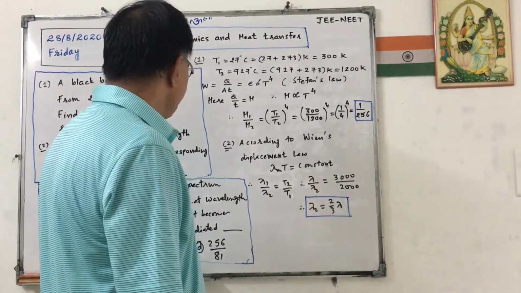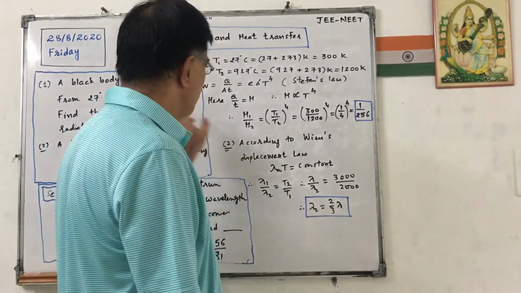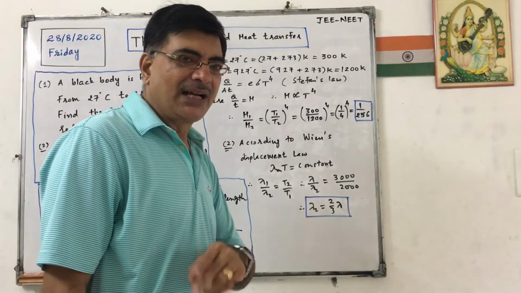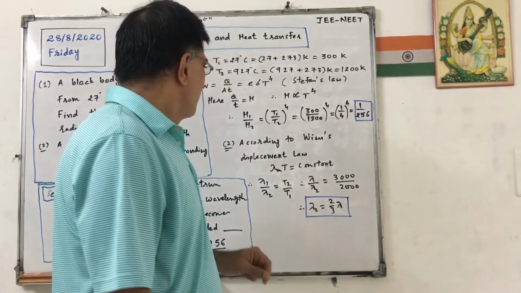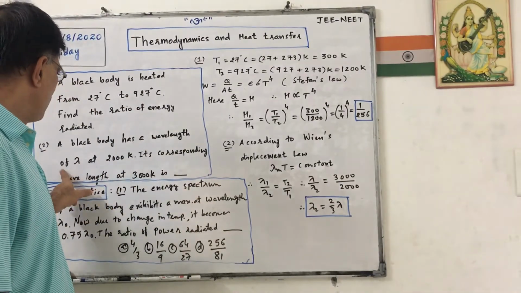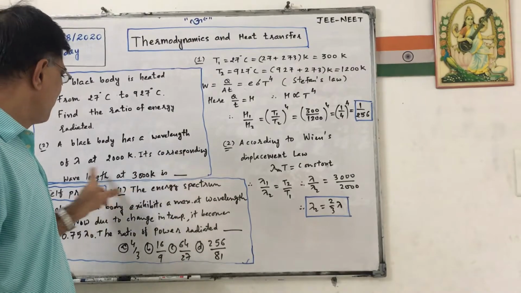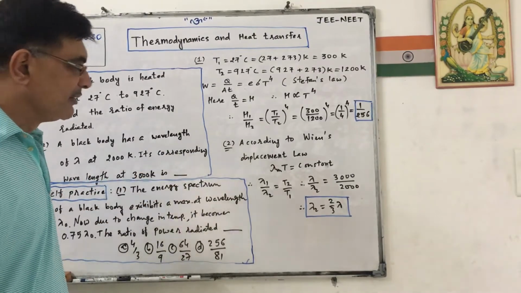I will be giving you practice examples of Stefan's law, two examples, afterwards. First of all, let us discuss another. A black body has a wavelength of lambda at 2000 Kelvin. Its corresponding wavelength at 3000 Kelvin will be.